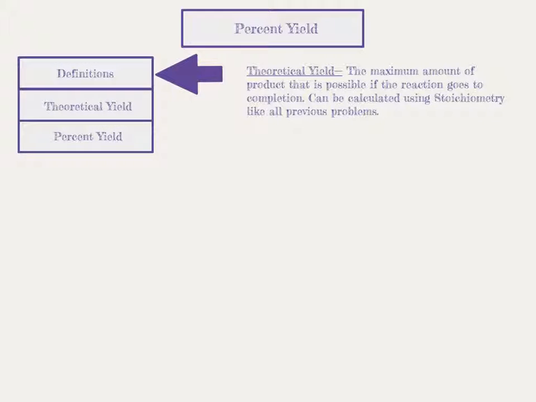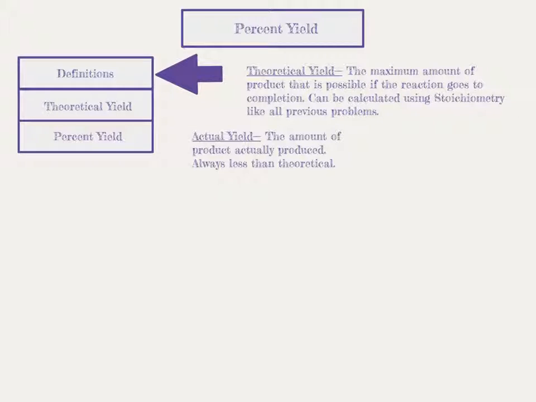The first new definition of something old is the theoretical yield. That's the maximum amount of product that is possible if the reaction goes to completion. You can calculate this by using regular stoichiometry like all of our previous problems.